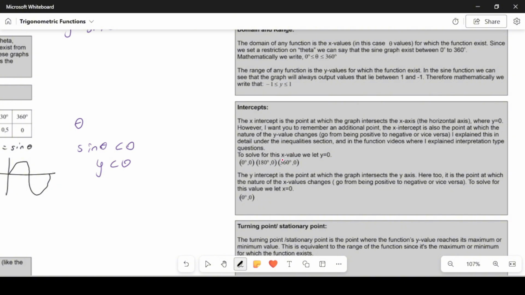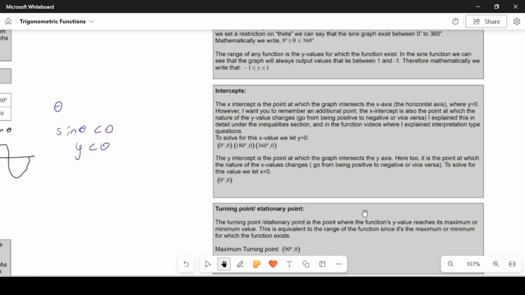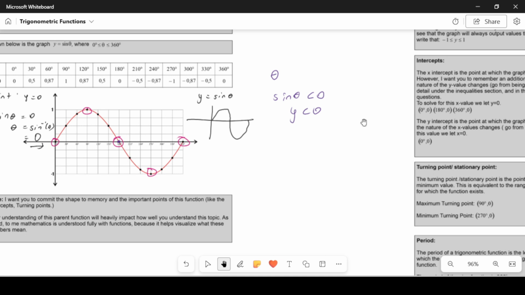To solve for this x value, we let y equal to 0. But I've already told you, if you do that, you'll only get one solution. So this is why you need to commit these to memory. So the x-intercepts are 0 degrees, 180 degrees, and 360 degrees, okay? The y-intercept is the point at which the graph intersects the y-axis. To solve for this, we let x equal to 0. Here, because there's only one y-intercept, you can put it into the calculator and you can get it. But it's important that you commit this to memory and you know that it's at 0.